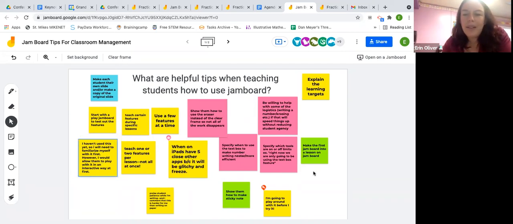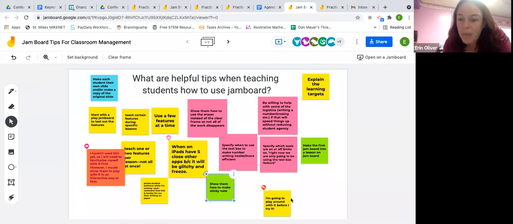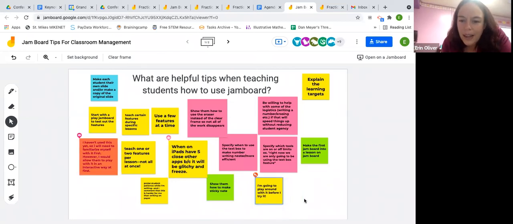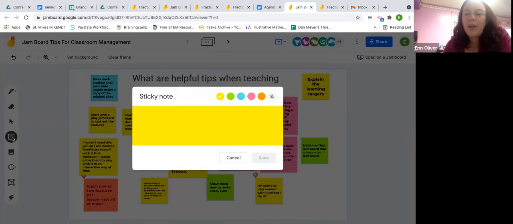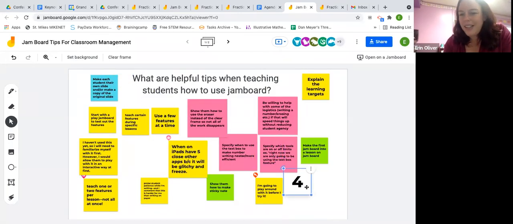Allow them to play, totally. Praise student patience, absolutely, especially with the writing tool. Show them how to make stickies and going around before. Yeah, and a really cool sticky note thing that I discovered, actually a student taught me, is the transparent form. And so if I put a number on the transparent sticky, it just looks like a number. All right, next slide.